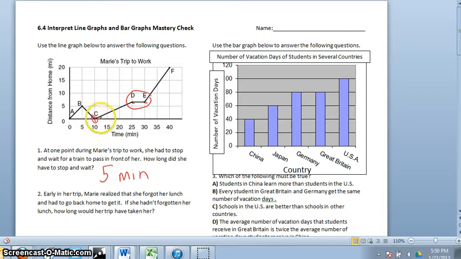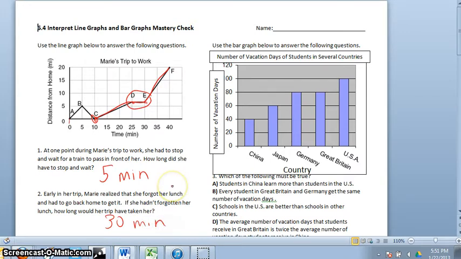So if she had remembered her lunch, she would have just been able to leave, wait for that train, and go right to work. She wouldn't have had to leave and come back and leave again. She would have just left the first time. So I'm seeing that she wasted 10 minutes leaving and coming back. So she wasted those 10 minutes because she forgot her lunch. And so her trip would have taken her 10 minutes less. Well, I can see that it ended up taking her 40 minutes. So I would just take 40 minus 10 to get 30 minutes.